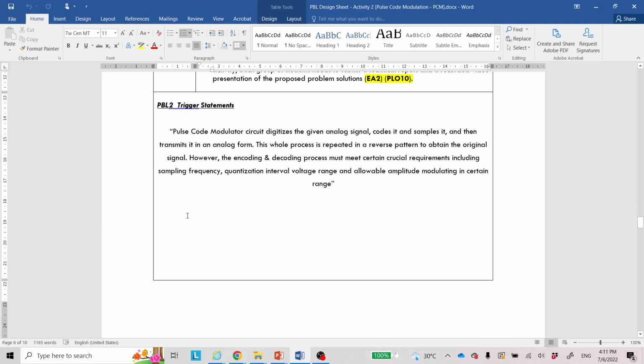Okay, so given the trigger statement, pulse code modulator circuits digitizes the given analog signal, codes it and samples it, and then transmit it in the analog form. This whole process is repeated in a reverse pattern to obtain the original signal at the receiver. However, the encoding and decoding process must meet a certain crucial requirements, including sampling frequency, quantization intervals, voltage range, and allowable amplitude modulation in certain range.